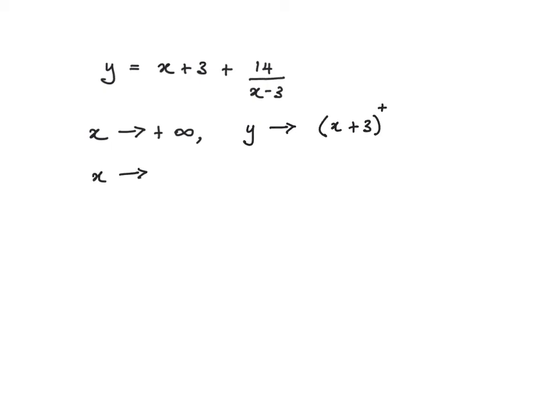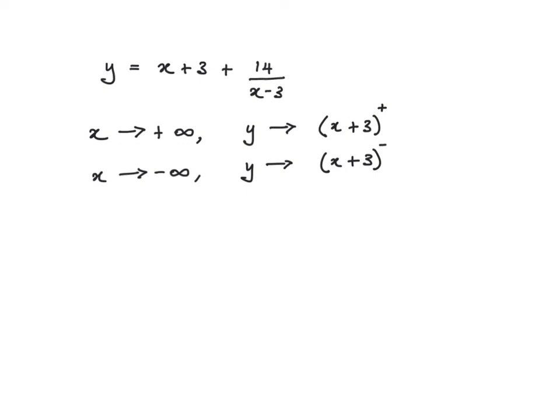As x tends to negative infinity, y tends to x plus 3 from below. Let's just check that. So we've got a very large negative value. Now the minus 3 is, to all intents and purposes, irrelevant here because this value is very, very large. So we've got 14 over a very large negative value. That gives us a very small negative. So it's y equals x plus 3, take away a small amount, hence the negative here.